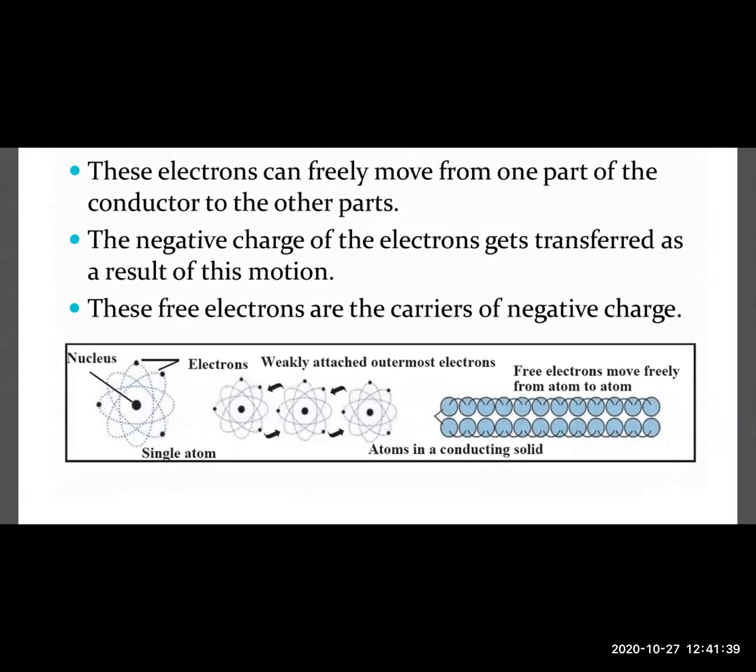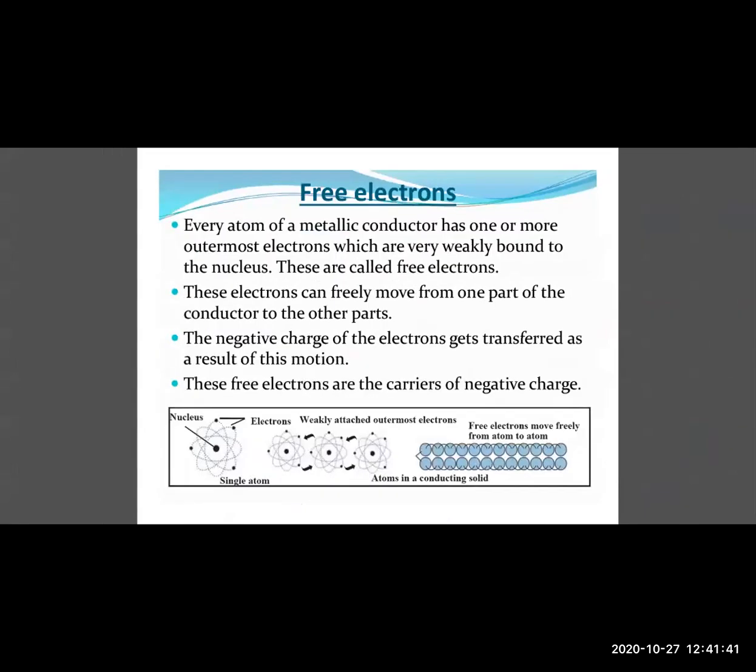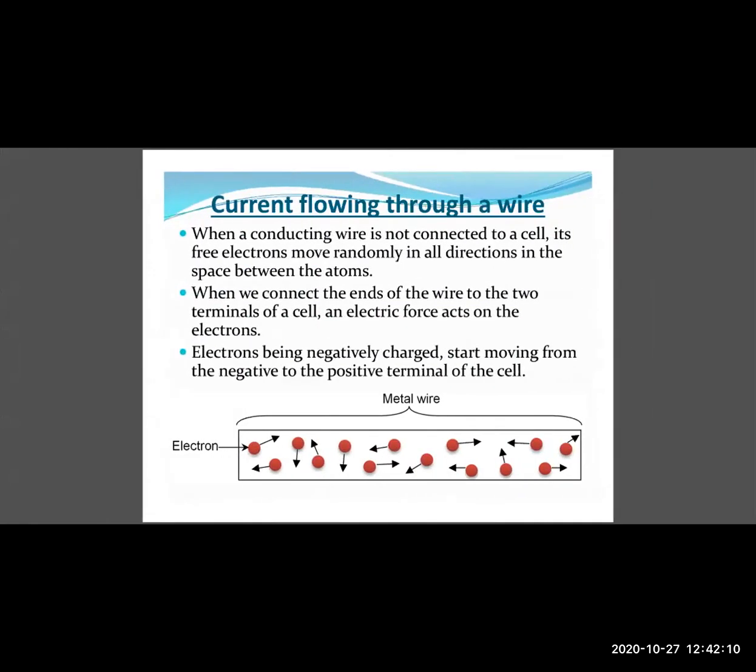So the free electrons can move freely from one part of the conductor to other parts, and the negative charge of the electrons gets transferred as a result of this motion. As we have seen previously, in an electric current, the charge carriers are the electrons, and the electrons will flow from the negative terminal to the positive terminal. So the negative charge of the electron gets transferred, and this is the cause of current. The charge carriers are these negatively charged electrons. Further, let us try to understand how exactly current flows through a wire.